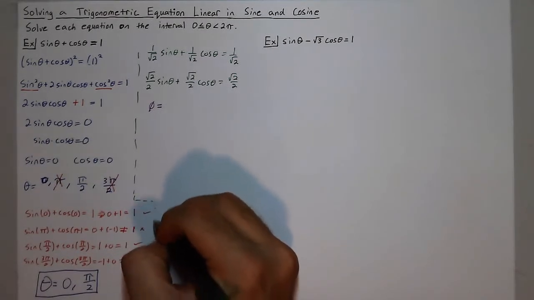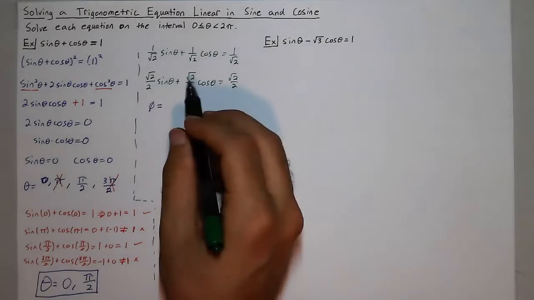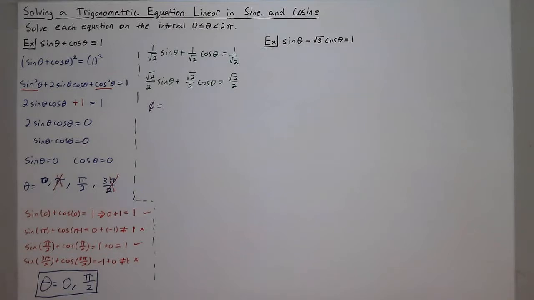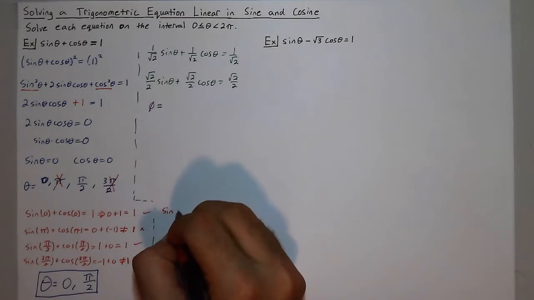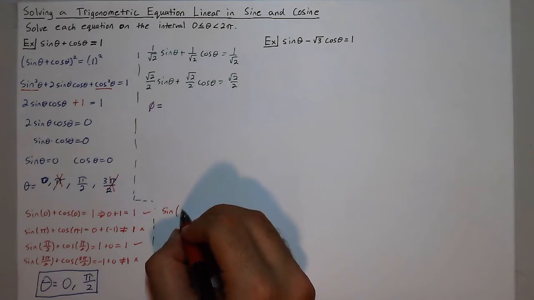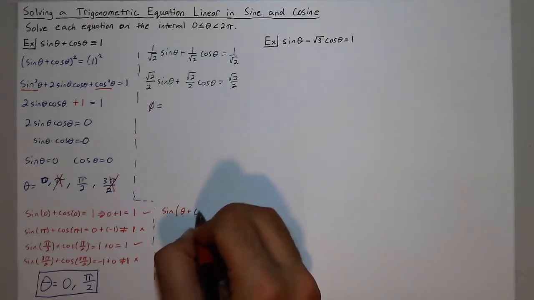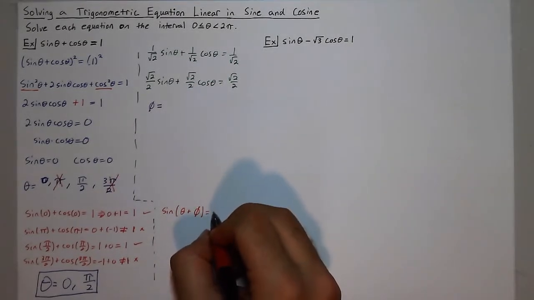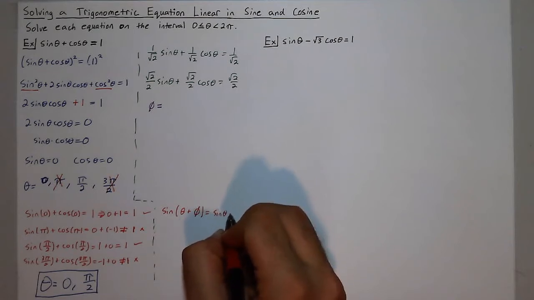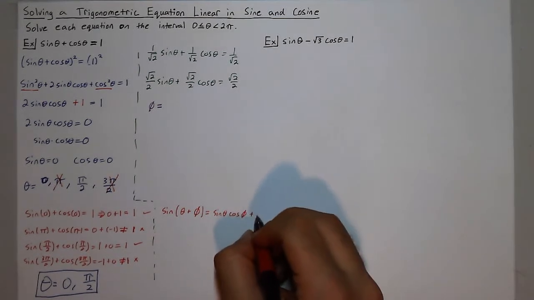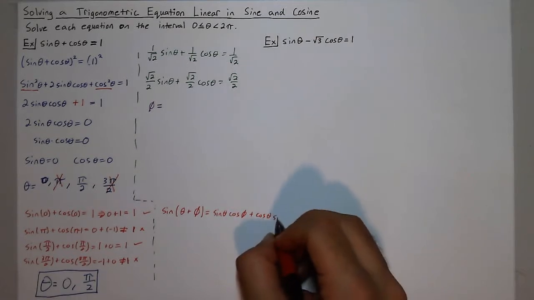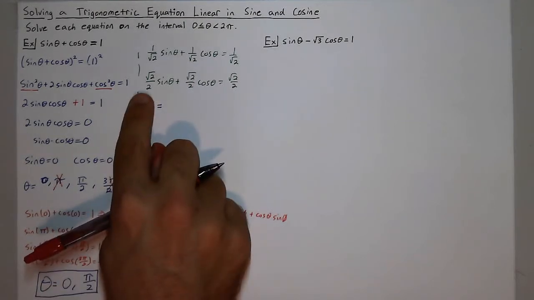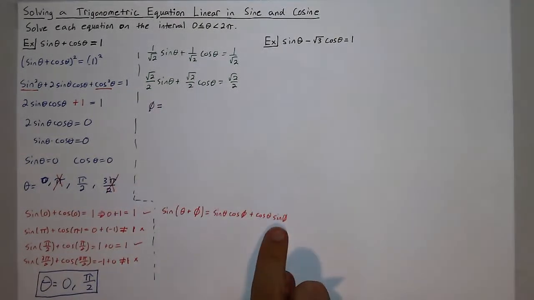But I don't know what to pick for this other angle yet to make that happen. So I'm going to look at the sine, and we'll just say of theta plus phi, because this is a plus sign. And this is equal to sine of theta cosine of phi plus cosine of theta sine of phi. So I need to know what angle phi makes cosine equal to the square root of 2 over 2 and sine equal to the square root of 2 over 2.